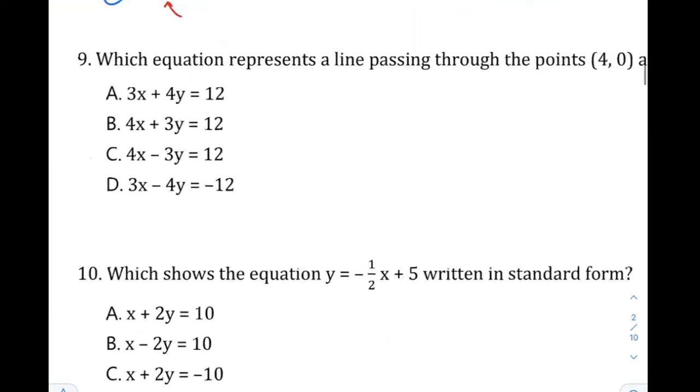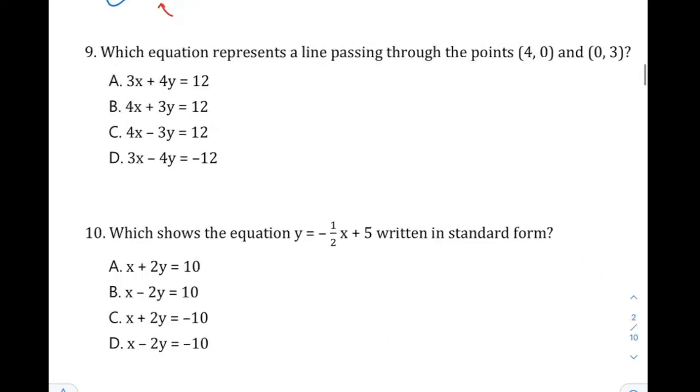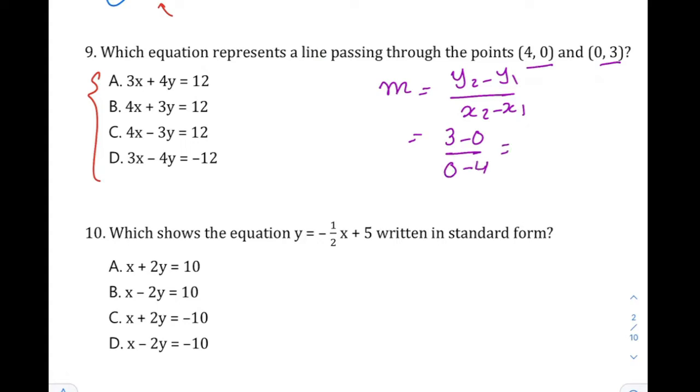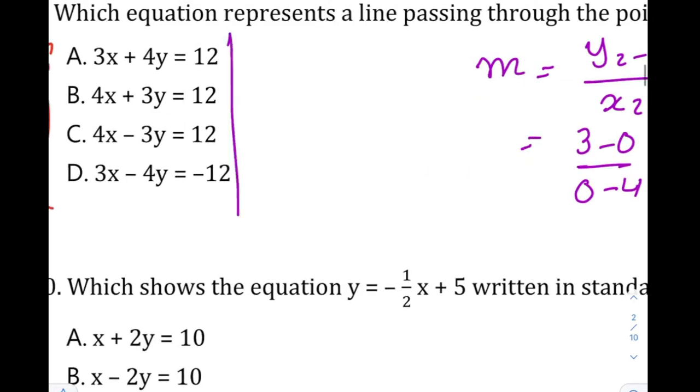Which equation represent a line passing through points (4, 0) and (0, 3)? And as you see here, all these equations are written in standard form. To write the equation in standard form, let's write it first either in slope-intercept form or point-slope form. And to write, we need the slope and the point. So first of all, we need to find the slope. So slope is y2 minus y1 over x2 minus x1, which is 3 minus 0 over 0 minus 4, which is 3 over minus 4. This is the slope. Now, let's write it in slope-intercept form.